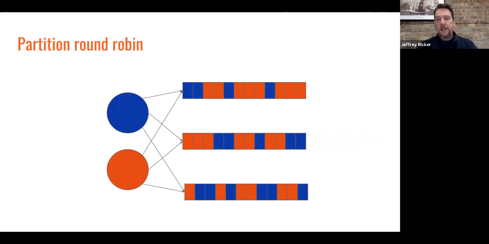So here I'd say, I want the output to be on 3 streams, but I only have 2 processors. So I'm just going to round robin my output. As one instance, I'll write to stream 1, and then I'll write to stream 2, and then I'll write to stream 3, and then I'll write to stream 1 again. I balance that way.